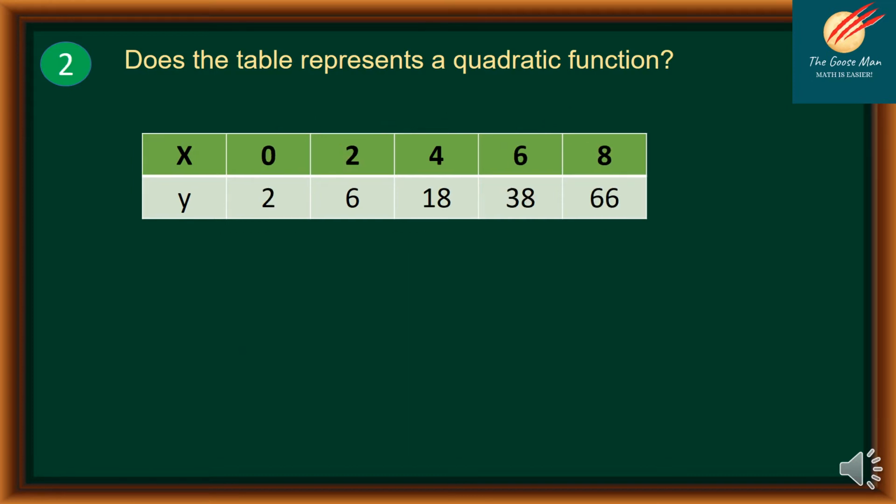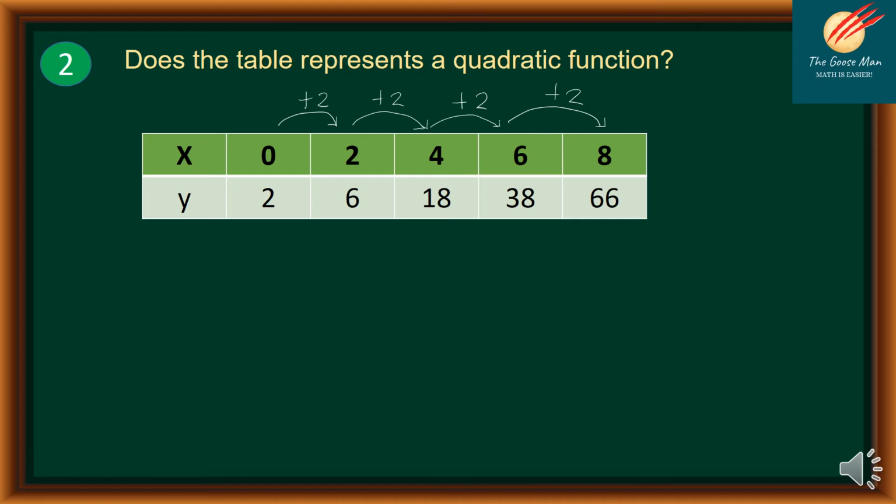Let's have example number 2. Does the table represent a quadratic function? So let's take the differences between x and y values. If we add 2 to 0, we have 2. Again, 2 plus 2 will give us 4. Next, 4 plus 2 will produce 6. And then 6 plus 2 will give us 8. So we have the same differences for the values of x.